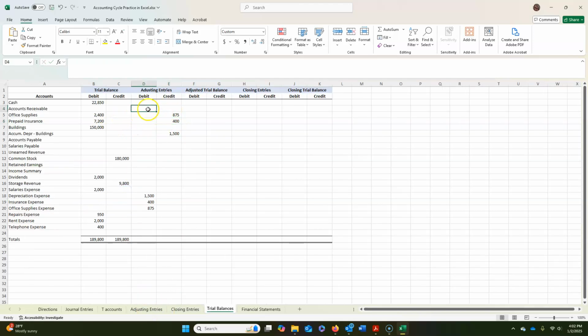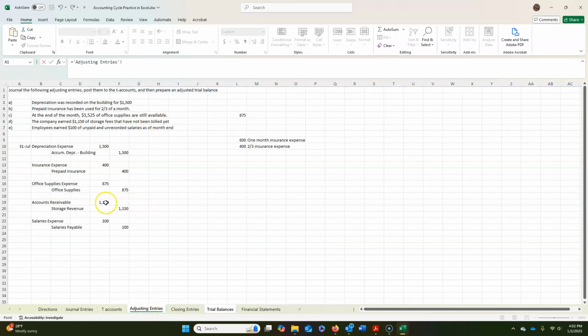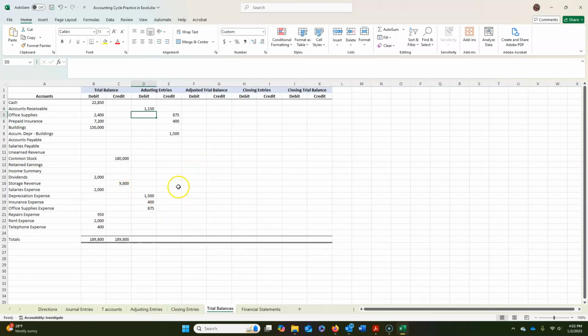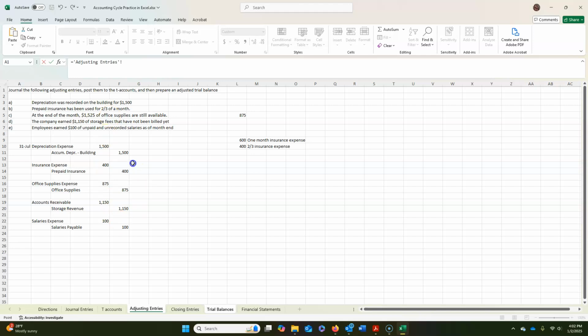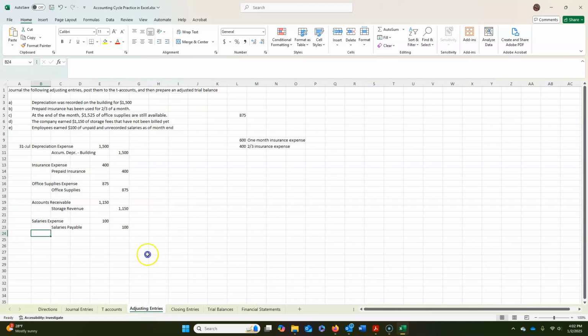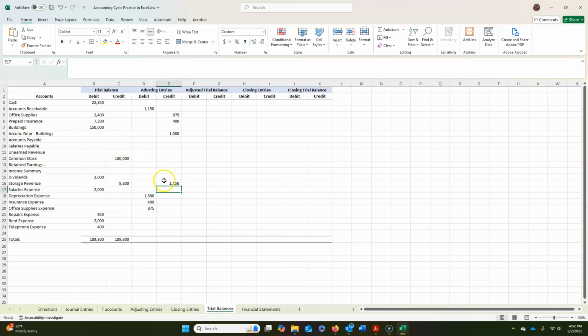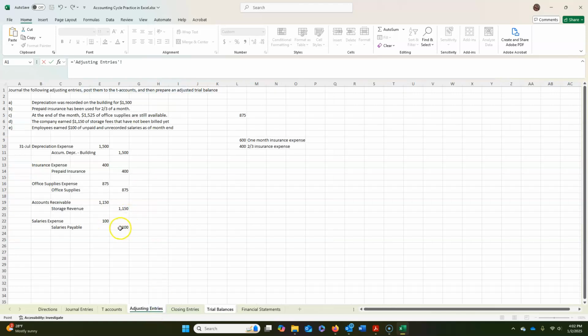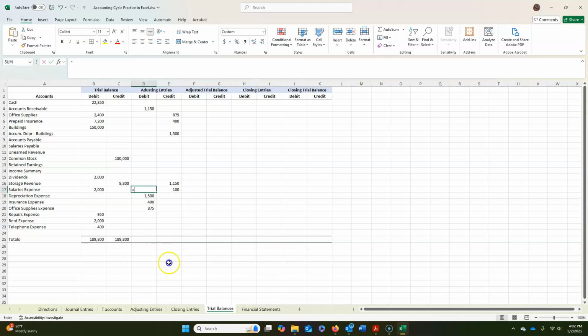We debited accounts receivable for $1,150 and we credited storage revenue $1,150. And then the last one was salaries expense, which was credited for $100. For salaries payable, salaries expense, $100 debit, and salaries payable, a $100 credit.